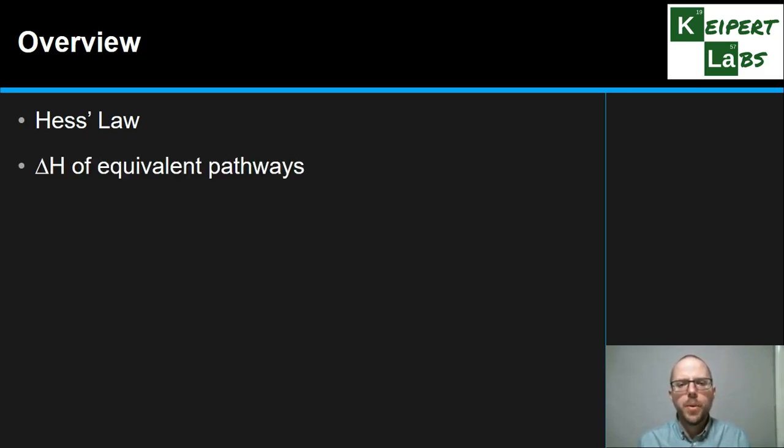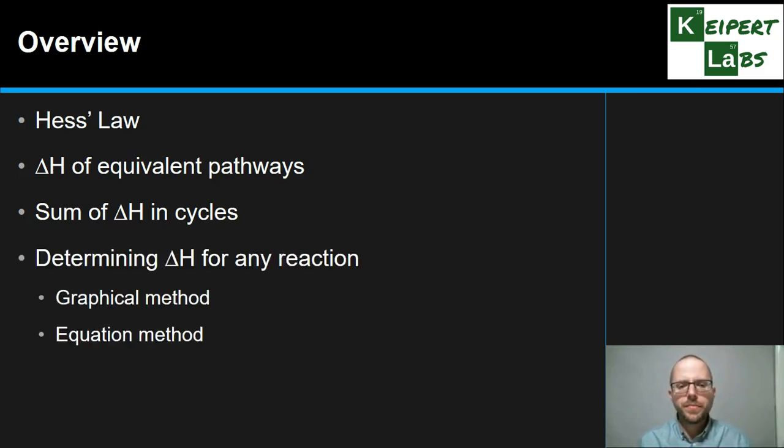We're going to look at what we call the deltaH, or the enthalpy change of equivalent pathways. We're also going to look at the sum of deltaH in cyclic reactions, that seem to come back to their initial state. And then we're going to look at how Hess's law allows us to determine the enthalpy change for any reaction with two main approaches, the graphical method and the equation method.